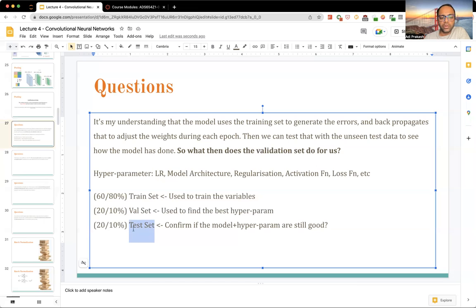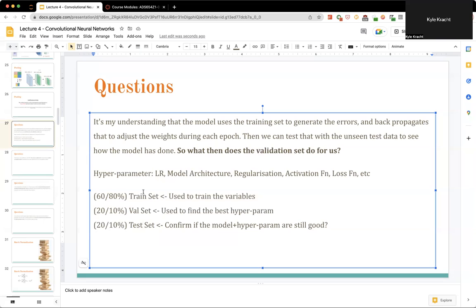If it's a fail, you cannot use the same test set again. So does this answer your question? Does anybody here still have doubts on when we use a validation set versus a test set? I have a follow-up question.